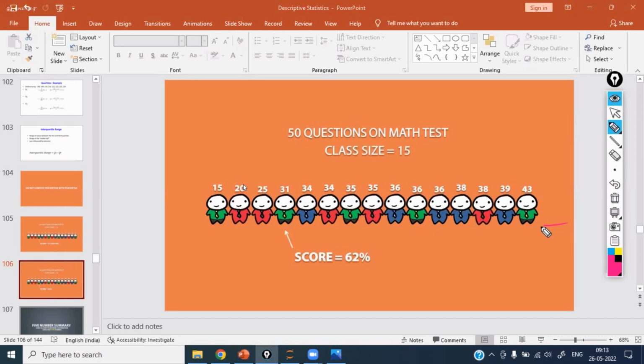Even if there are 200 members, it is fixed. Even if there are 10,000 members, it is fixed. But percentile varies from person to person. For example, your rank is going to depend on how many students are there. So percentile depends upon the number of data points, whereas percentage is irrespective of data points.